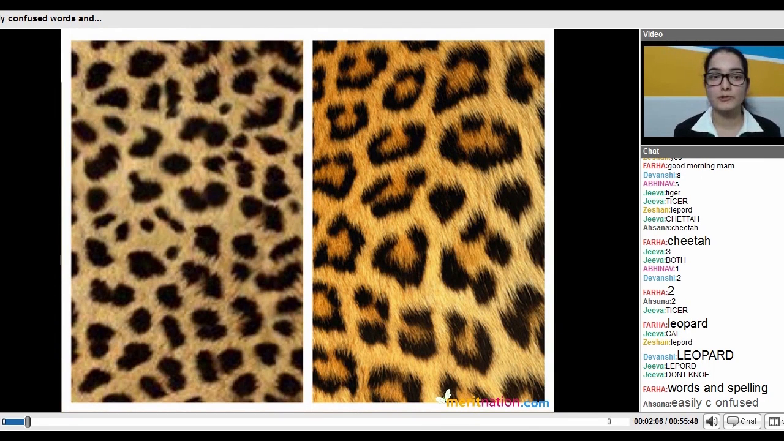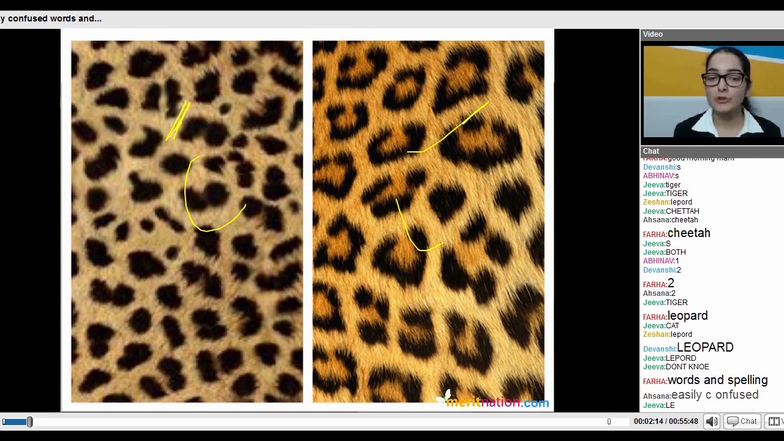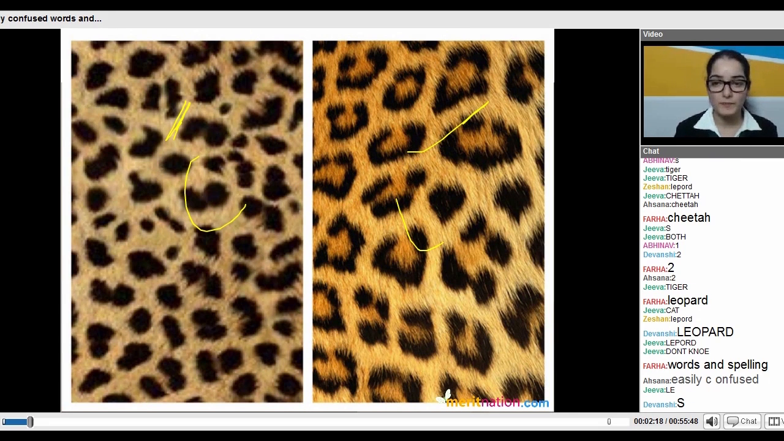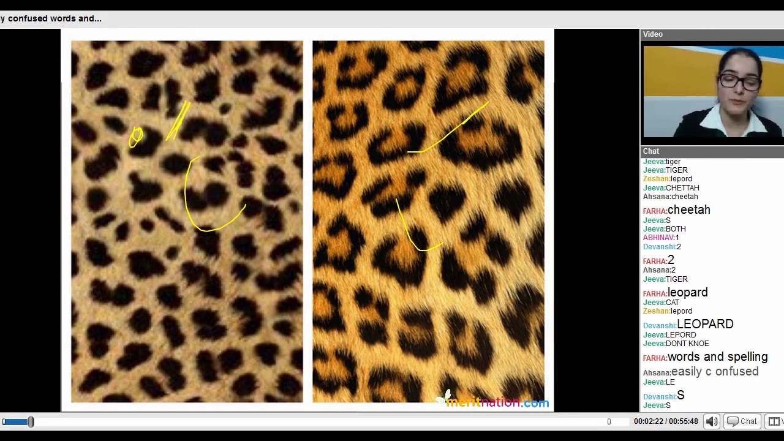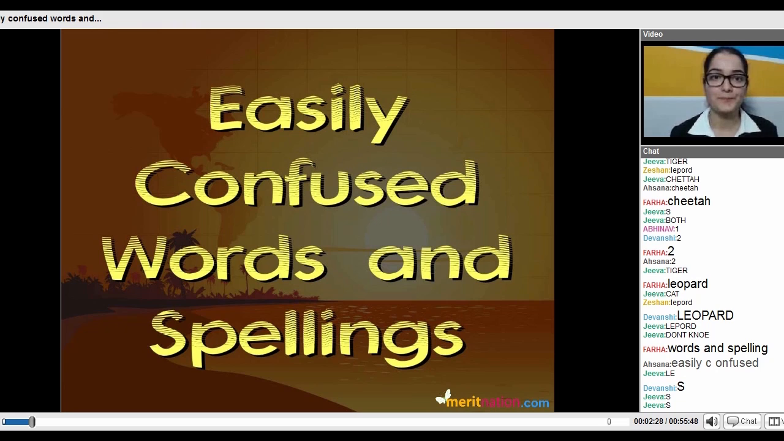So, you see, this first image is of cheetah and this is the skin of leopard, right? Did you see the difference now in the spot patterns? Yes, there we cannot see any brown spots in between and here we could recognize it. So, what we are going to start with is easily confused words and spellings.